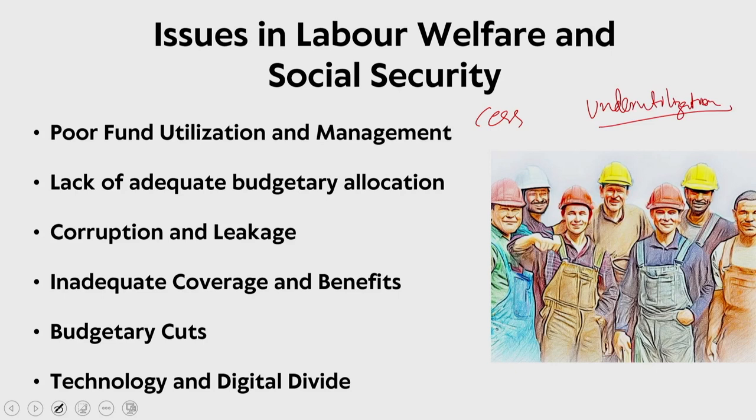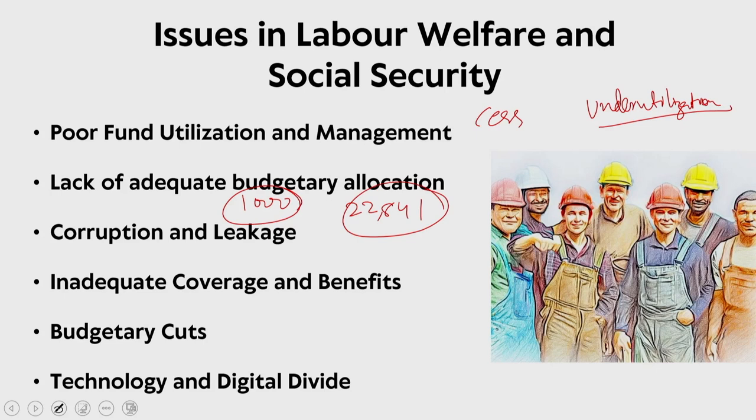When you look deeper into the lack of adequate budgetary allocation, the National Social Security Fund was set up for unorganized sector workers with an initial allocation of 1,000 crore, which was far below the estimated requirement of around 22,841 crore. So this is the required amount, and this was the budgetary allocation. This shows that the government has not typically prioritized social security as a key component.